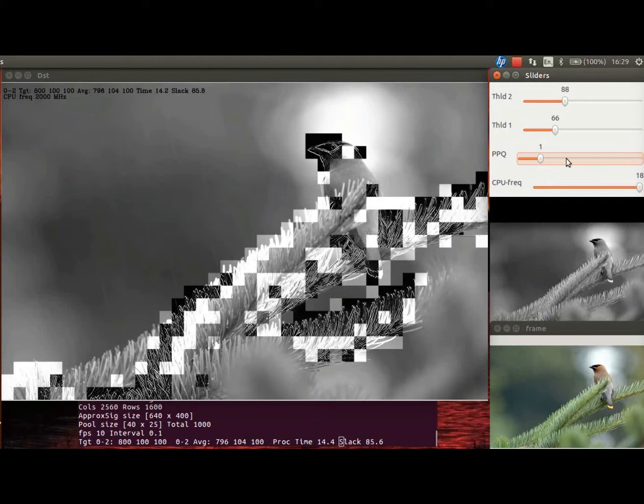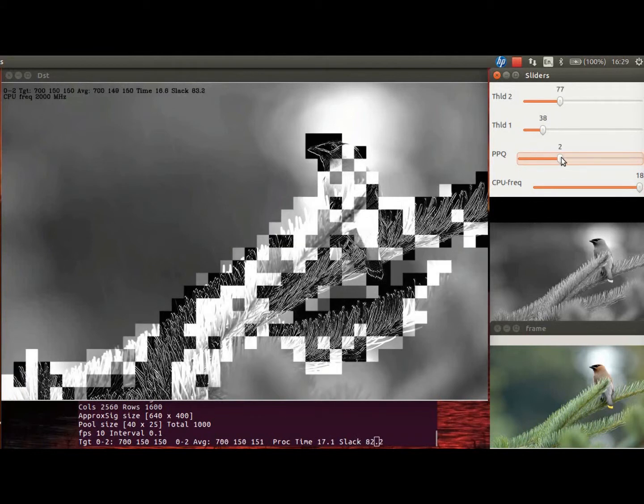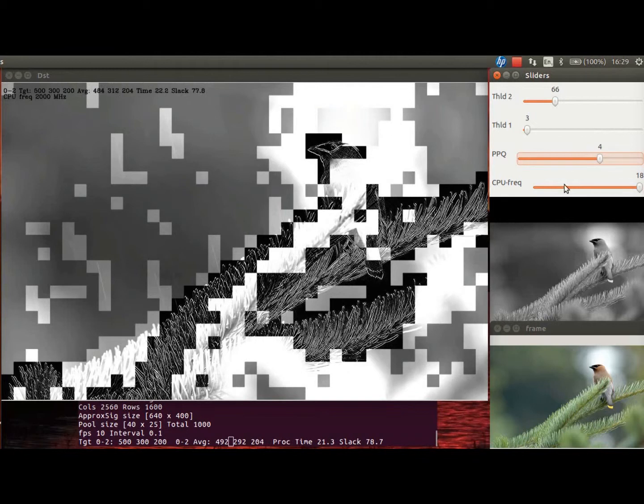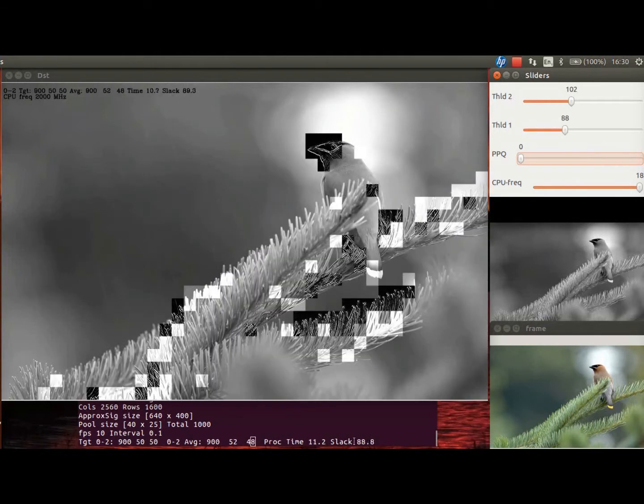So as we go up in the PPQ level, you can see that more and more parts of the image get processed at 5x5 and more at 3x3. And of course all this time the processing time is going up and slack time is coming down, but we still have 79 milliseconds of slack time here. Now the other option, which we'll see later on, is that once you go down to this lower level, you have a significant amount of slack time, so we have the opportunity of reducing the CPU frequency, which won't happen on this, but it happens on the later demo.